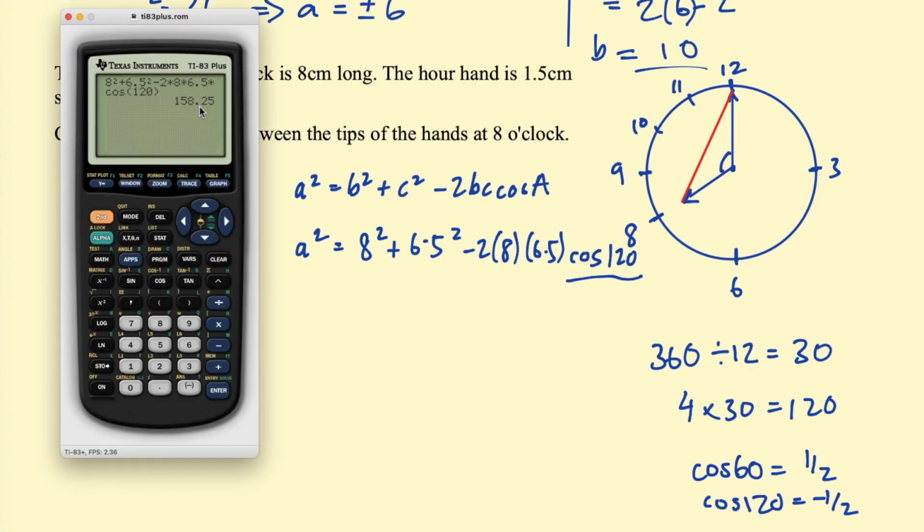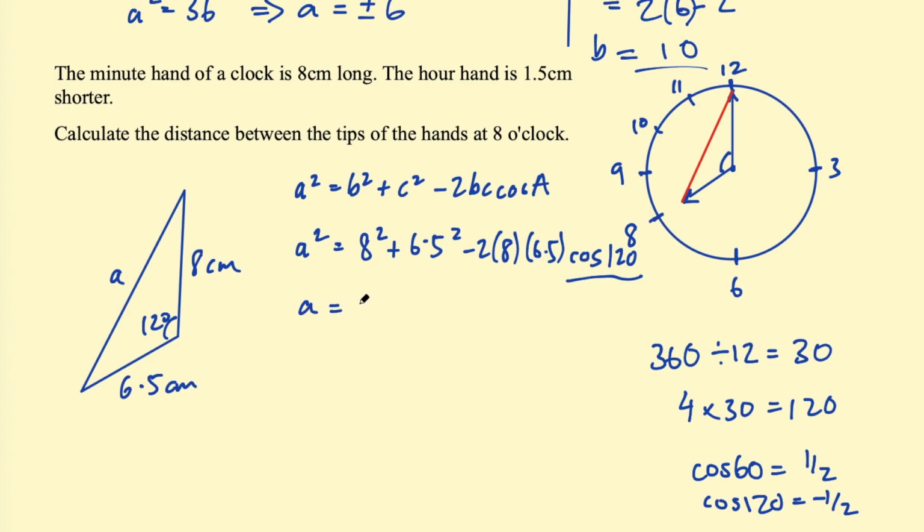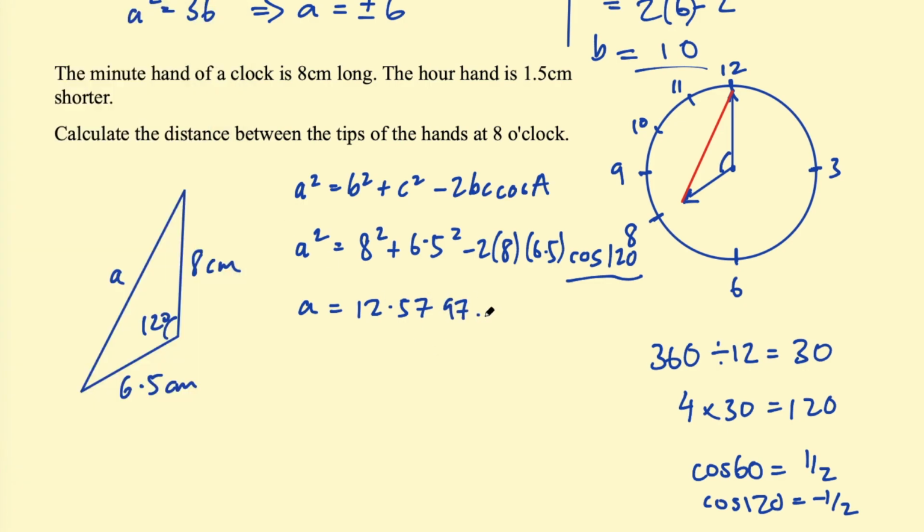You should get an answer of 158.25. And remember to take the square root because this is a squared. So we need to take the square root of that answer and we get 12.57 and so on. So a is equal to 12.5797 and so on. And then we could round that off. It doesn't say in the question what to round it off to, but let's say 12.58 centimeters.